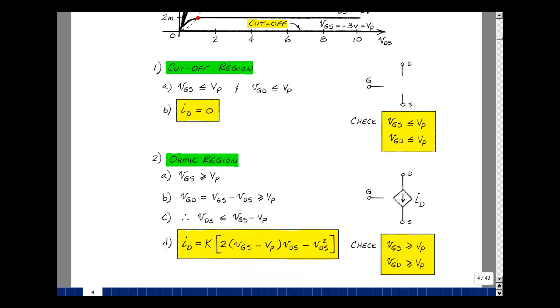If we're in the ohmic region, the current is this equation. Not as nice as the BJT. You can model that with a current source whose value is controlled by the drain source voltage and the gate source voltage. The voltage across the gate source needs to be greater than pinch-off, but it's the voltage across an open circuit, so we need to check for that. Likewise, the voltage across the gate drain, which is also an open circuit because, again, we've reverse biased these diodes, we need to check that that's greater than or equal to the pinch-off voltage.